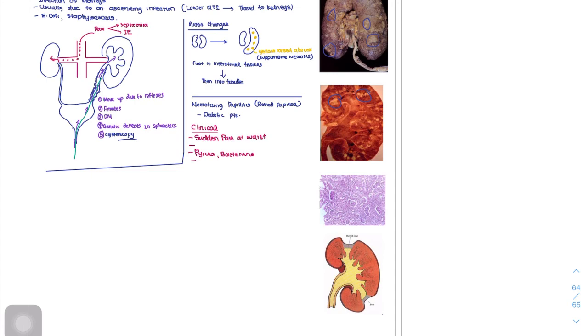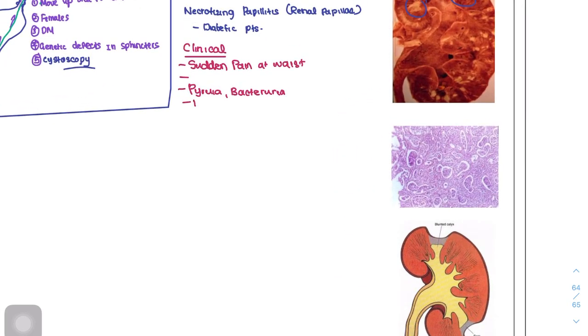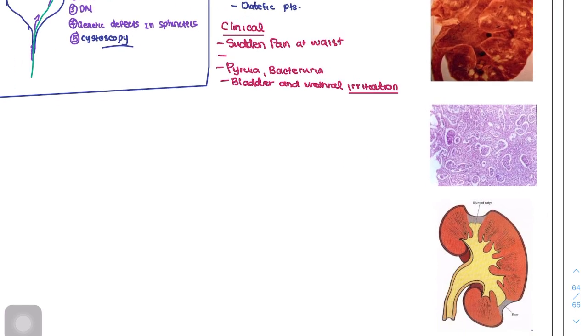And also, there's going to be lower urinary tract infections. So there's going to be bladder and urethral irritation. Remember, you might not know it yet, but the fact that you differentiate between irritation and obstruction is very important. In obstruction, the patient is going to have very difficulty in passing out urine. They will have to strain a lot. In irritation, as the name says, it is difficult for them to pass urine because it hurts them too.